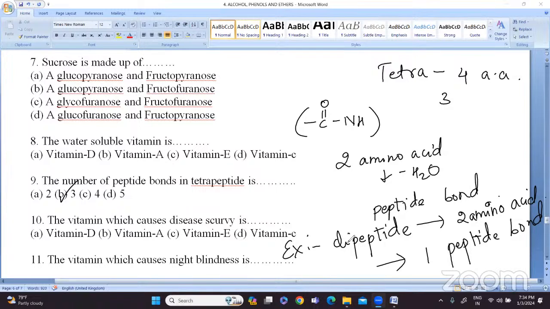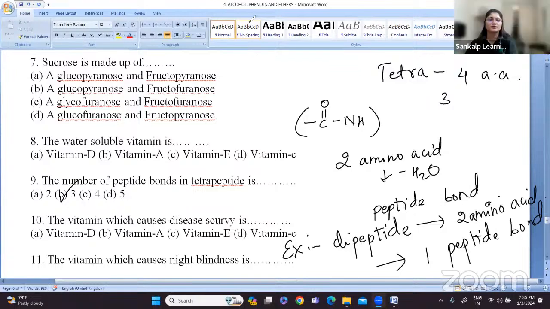Vitamin C. The vitamin which causes the disease scurvy is vitamin C. Yes, good. It is caused by vitamin C.